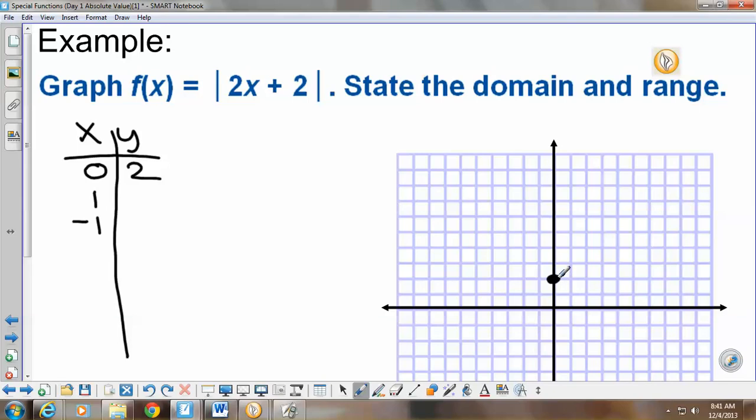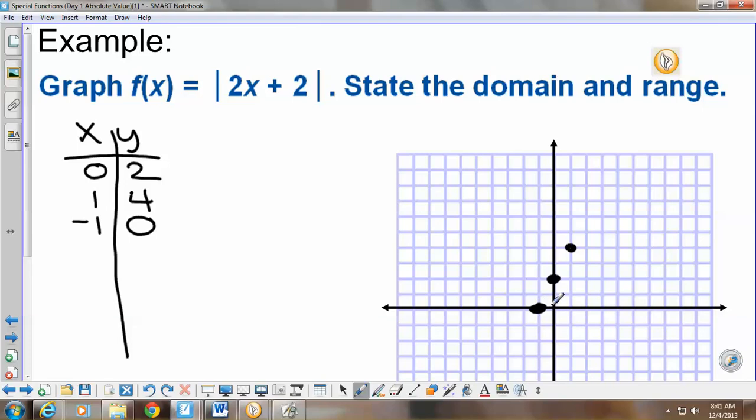Substitute 1 into your function. 2 times 1 is 2, and 2 plus 2, and the absolute value of 4, 4. Our next ordered pair is 1, 4. How about -1? 2 times -1 is -2, and -2 plus 2, and the absolute value of 0, 0. So we have -1, 0.